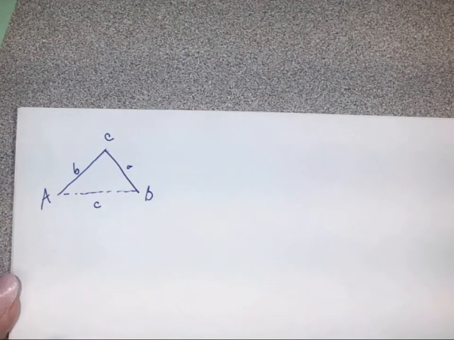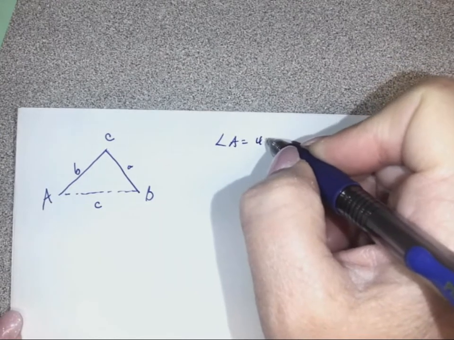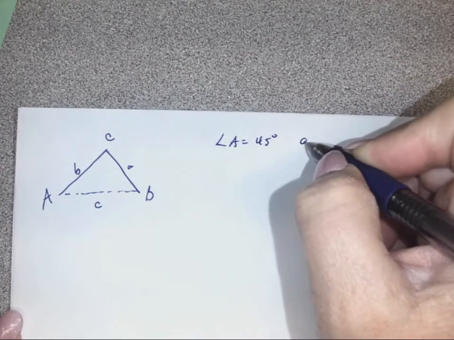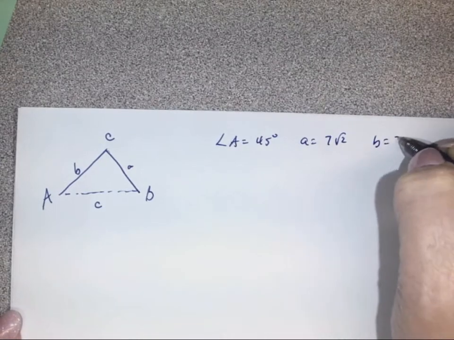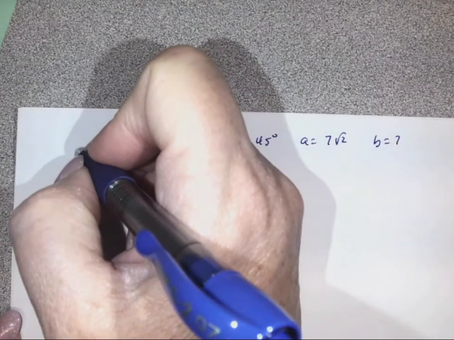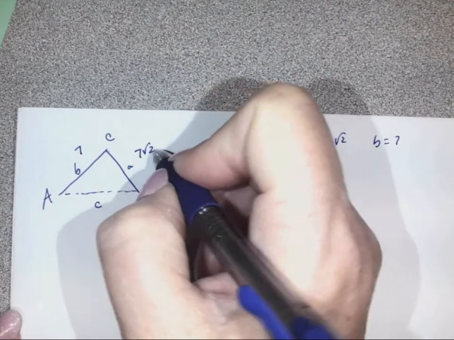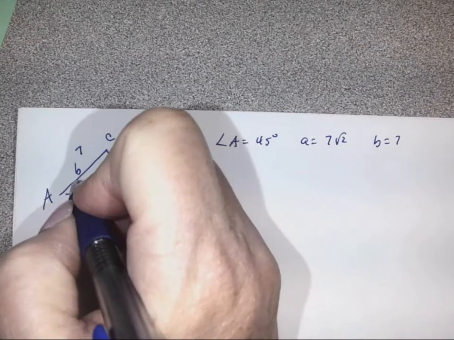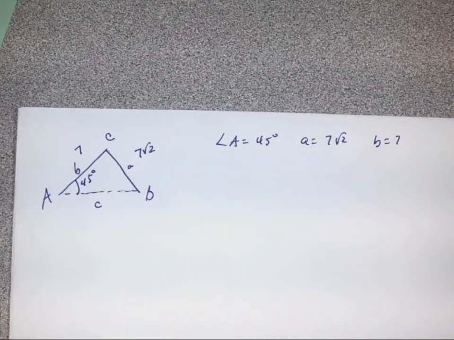And we are given that angle A is equal to 45 degrees, little a is equal to 7 square roots of 2, and b is equal to 7. All right, so here we have 7, here we have 7 square roots of 2, and we are told this is 45 degrees. So we are given 2 sides and an angle.